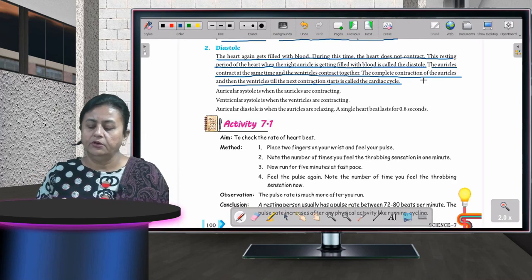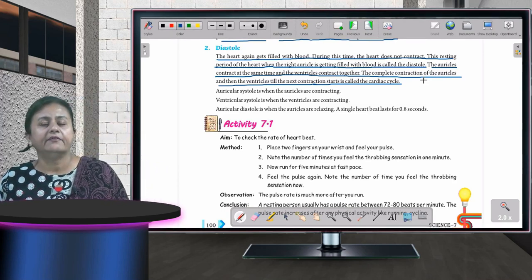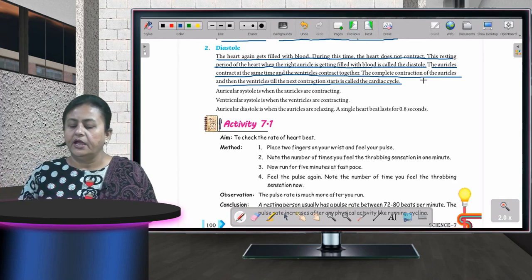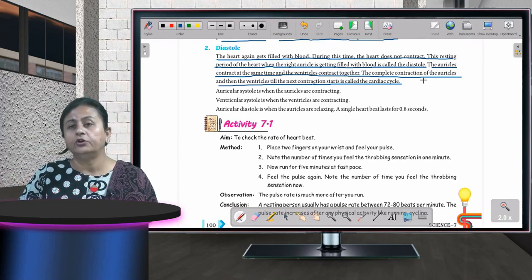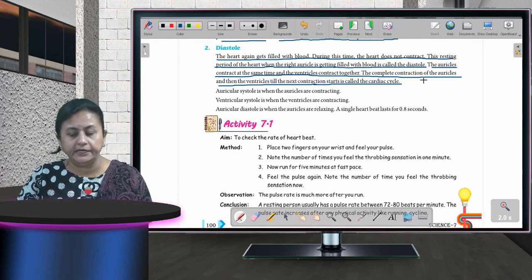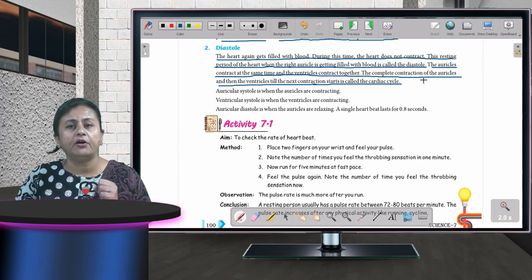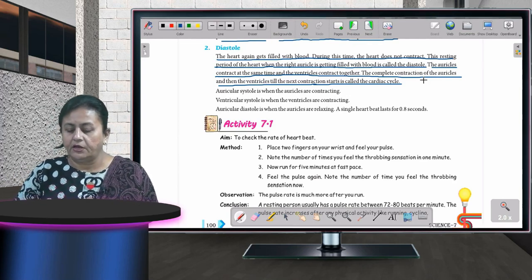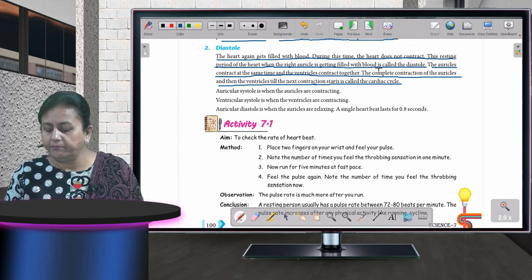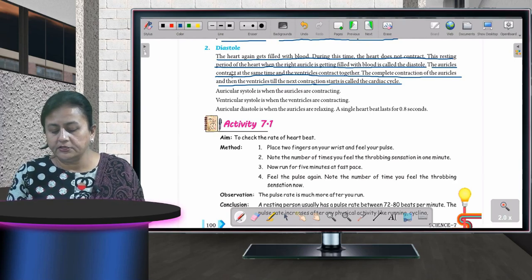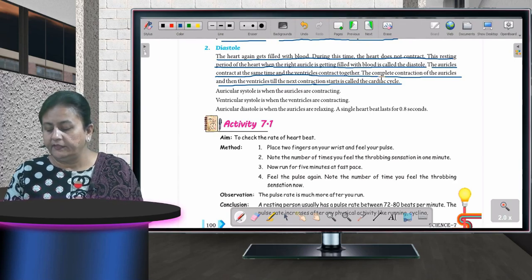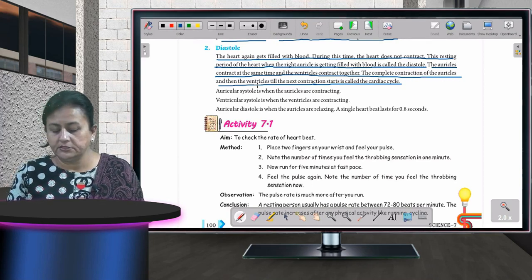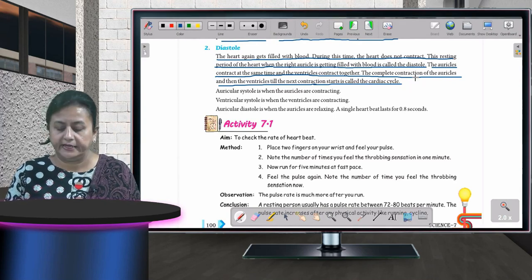So whenever the heart is again filled with the blood, during this time the heart does not contract. Now the heart does not contract, but it comes in the period of rest. When the right auricle is getting filled with blood, it is called diastole. The auricles contract at the same time and the ventricles contract together. The complete contraction of the auricles and then the ventricles till the next contraction is called the cardiac cycle.